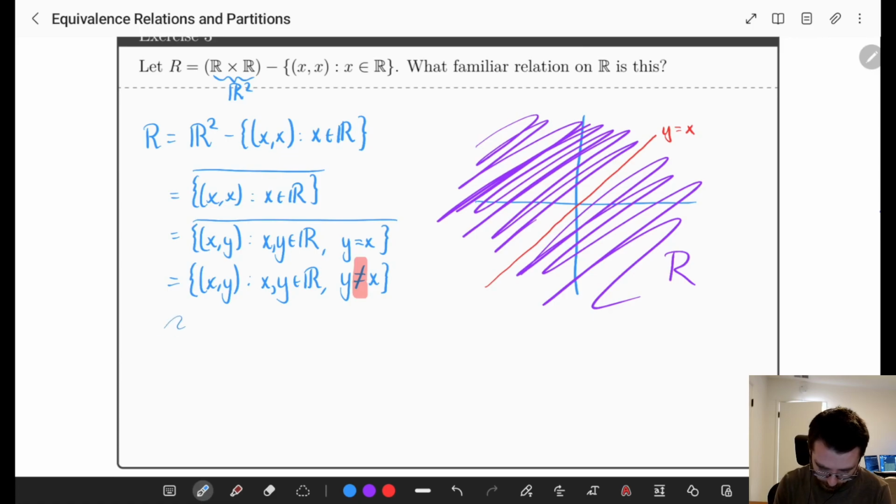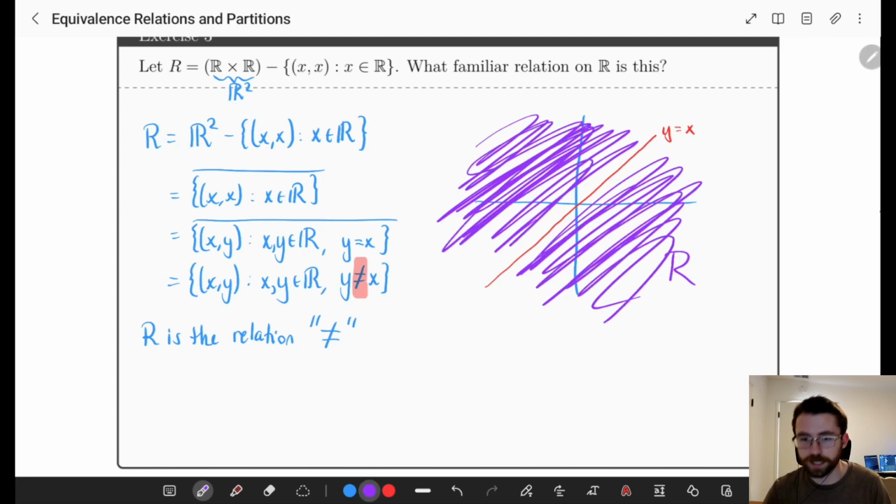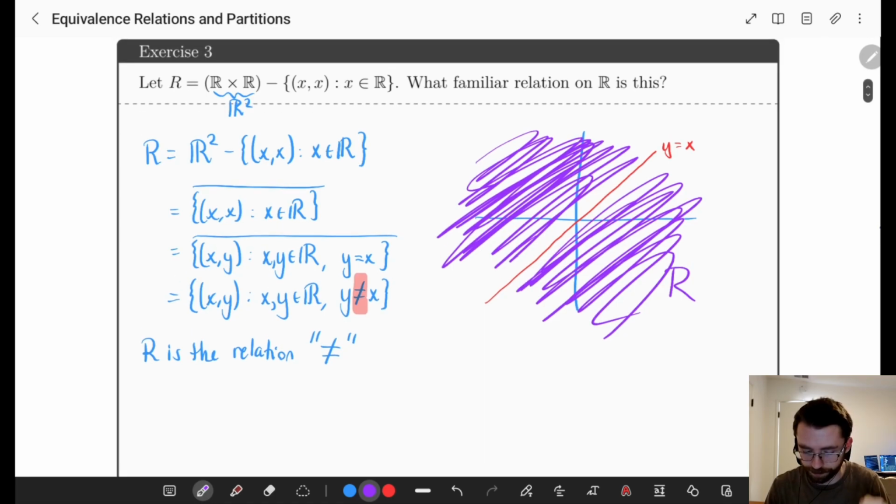So let's write that down. R is the relation not equal to. Cool. And now you can go back and convince yourself that the diagram makes sense for that. A real number is related to another real number if they're not equal. So if they're off this diagonal, that's all the purple region. So it works out.